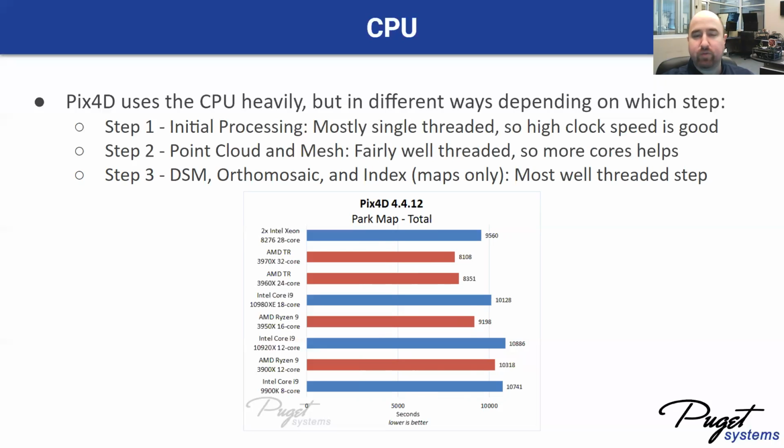And so we're going to get into more specific recommendations toward the end. But you can see there they've done a really good job in recent releases with combining both high clock speed and high core count. And that's sort of the holy grail, is combining both of those, which those processors do, and that really benefits Pix4D's overall performance.